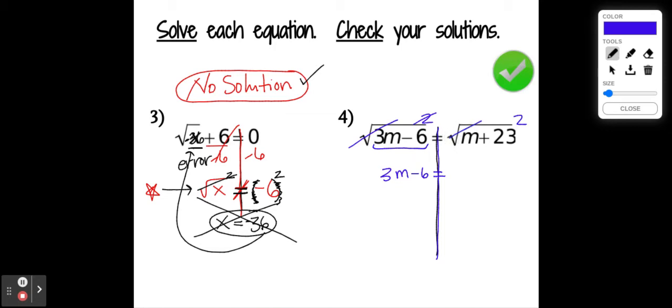Over here, cancel, cancel. I can now remove the expression out of the radical. If you remember solving equations where you have a variable on both sides, here we have 3m and here we have 1m. We want to go to the bigger side, so we're going to take away m, minus the m, and minus the m. 3m minus m would give me 2m.